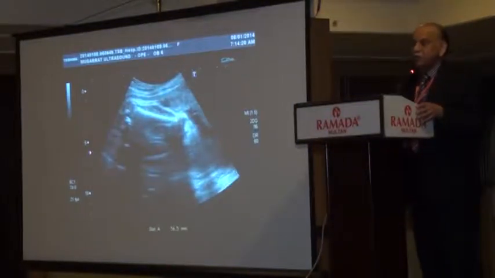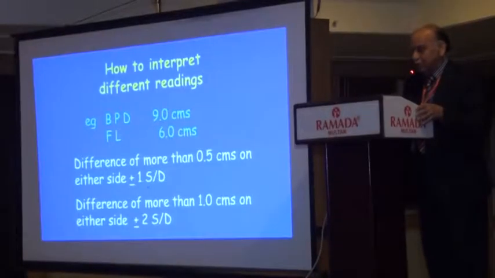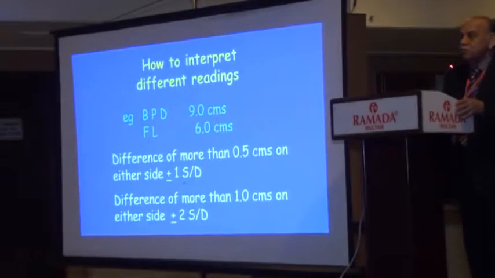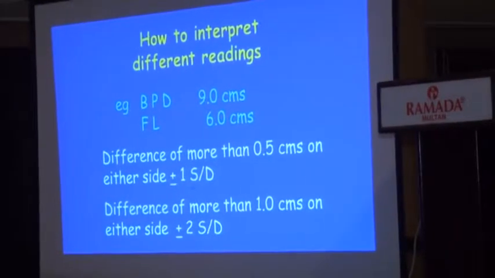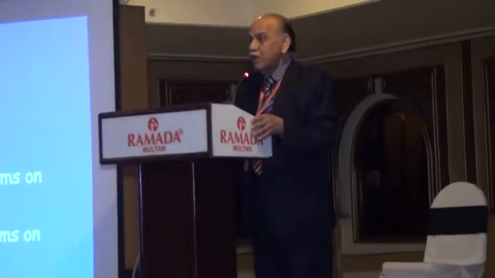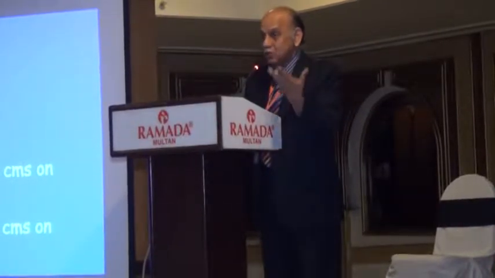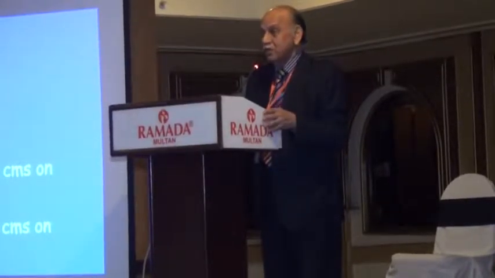So here is the femur, and we know how to measure it. I'll not go into that. Now we have the most important slide, and that is how to interpret different readings. If the BPD is 9, the femur should have been 7, because I just said minus 2. Instead, the femur is coming 6.